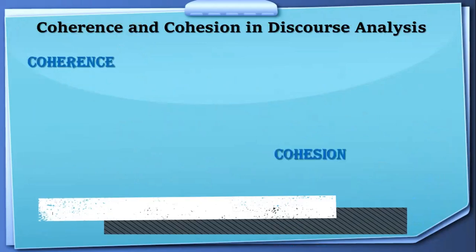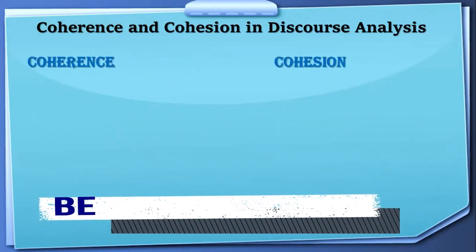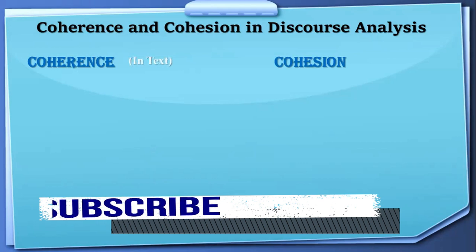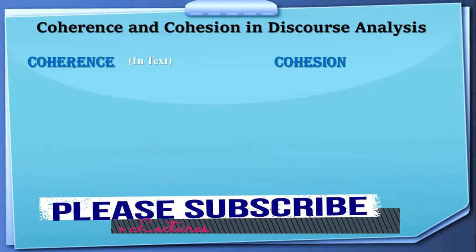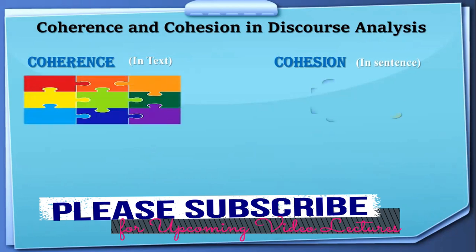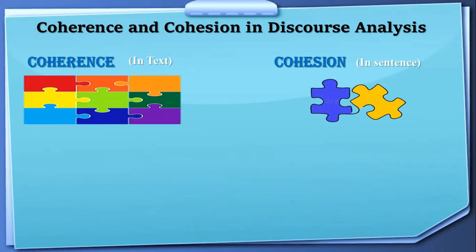Here, coherence and cohesion. When we talk about coherence, we are talking about the text, and it is concerned with text, and cohesion is concerned with sentence. So cohesion is in sentence and coherence is in text. When we talk about coherence, we are talking about the whole text. And when we talk about cohesion, we are talking about the individual sentences or structures of language in the text.